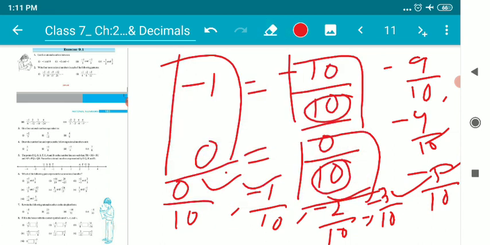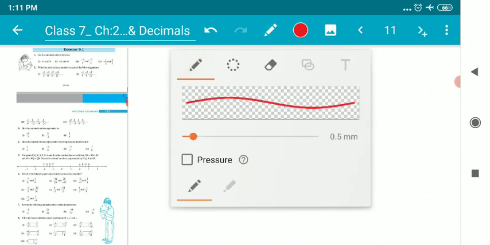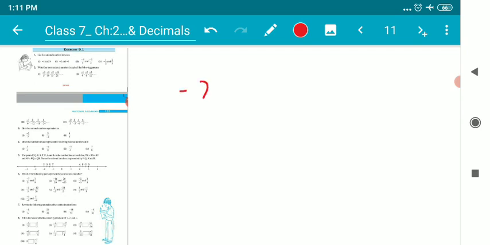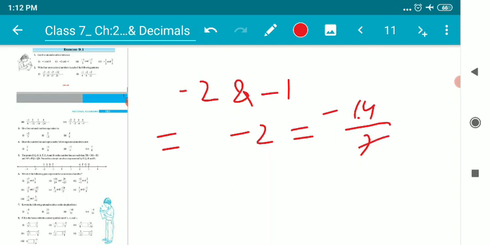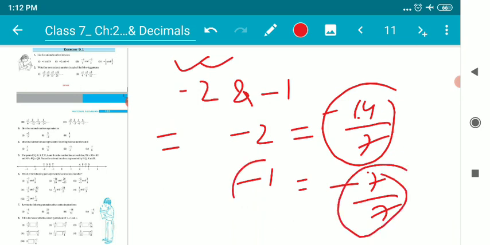Let us talk about the second question: find 5 rational numbers between minus 2 and minus 1. Children, minus 2, I want to write it as, suppose, minus 14 by 7. Of course, minus 14 by 7 is equal to minus 2. And minus 1, I want to write as minus 7 by 7, because minus 7 by 7, if I calculate, I get minus 1 only.